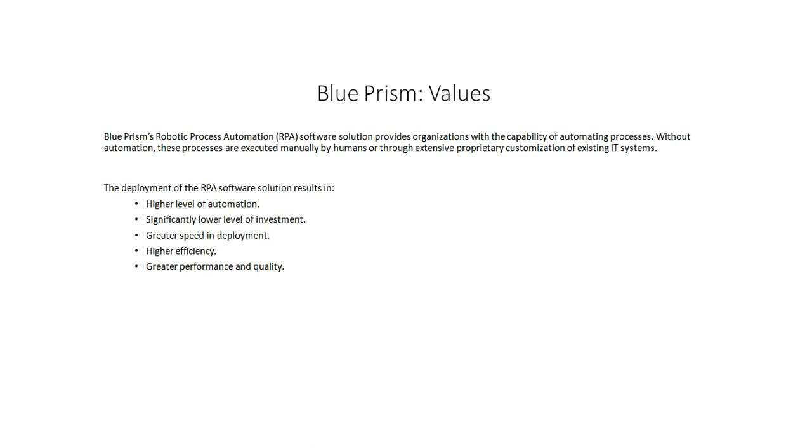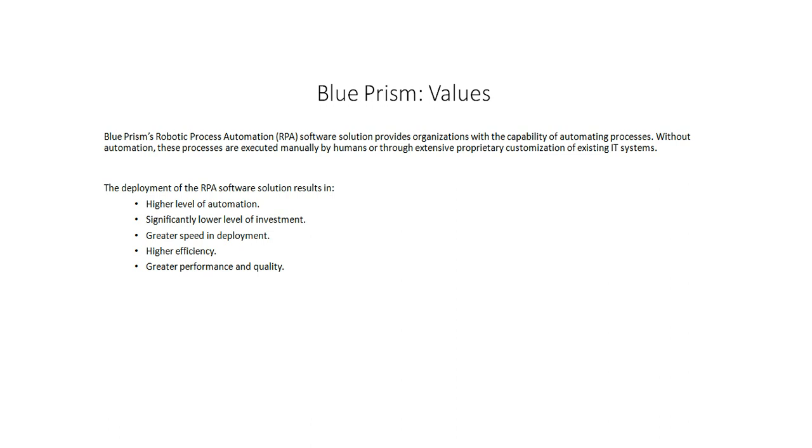So let's read this information because this is useful information to understand the concept of BluePrism. BluePrism robotic automation software solution provides organizations with the capability of automating processes. Without automation, these processes are executed manually by humans or through extensive customization of existing IT systems. I think this is the layman term. However, I already told you in the beginning what BluePrism is, and if you understand that concept, that is fine. But this is the standard definition of BluePrism values.